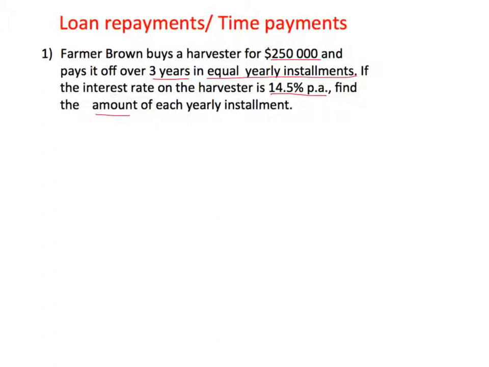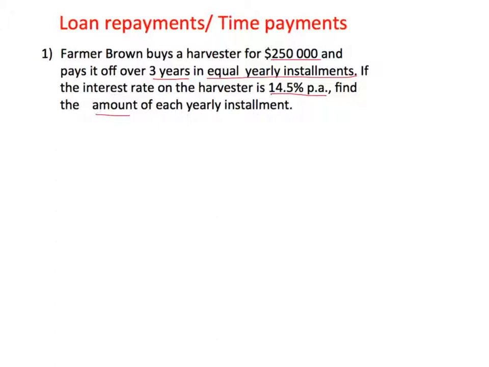So we can't just do 250,000 divided by 3 and say that's how much he has to pay each year, because he has to pay back the $250,000 plus the interest. And the interest is calculated throughout the year. You can see that it doesn't say how often interest is compounded, but I guess because he's making yearly instalments, we'll say that interest is being compounded yearly.